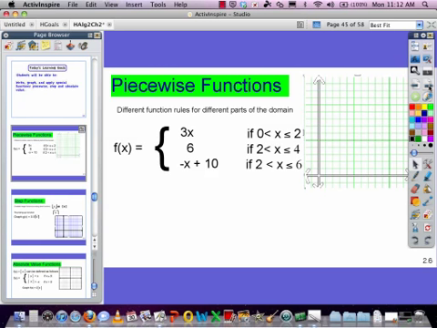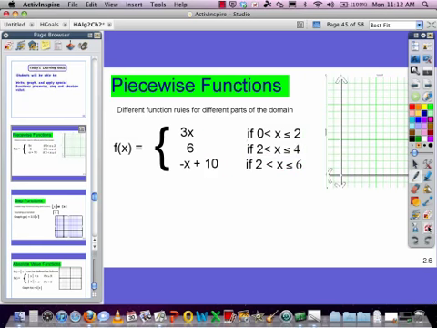Piecewise functions. You should have seen these before. Probably didn't spend a lot of time on them, but they have different function rules for different parts of the domain. So if you look, you can see that we have three different functions: f of x equals 3x, f of x equals 6, f of x equals the opposite of x plus 10. And along with that, they are each graphed over a different domain.